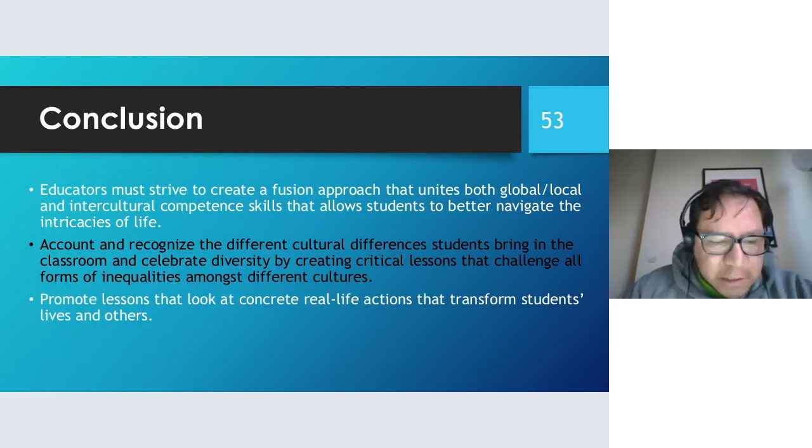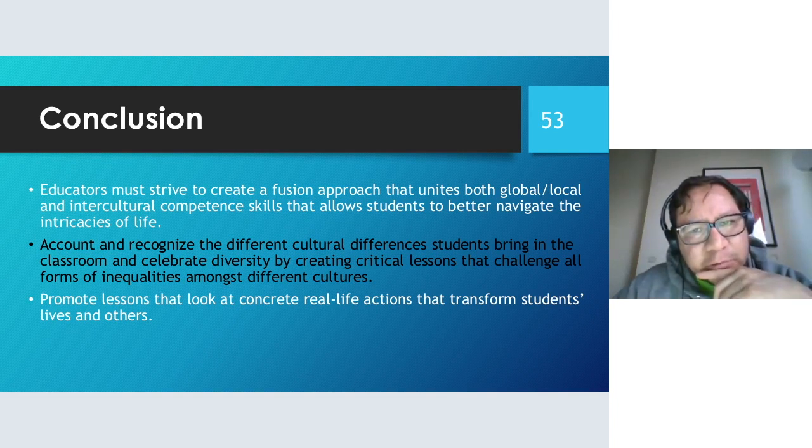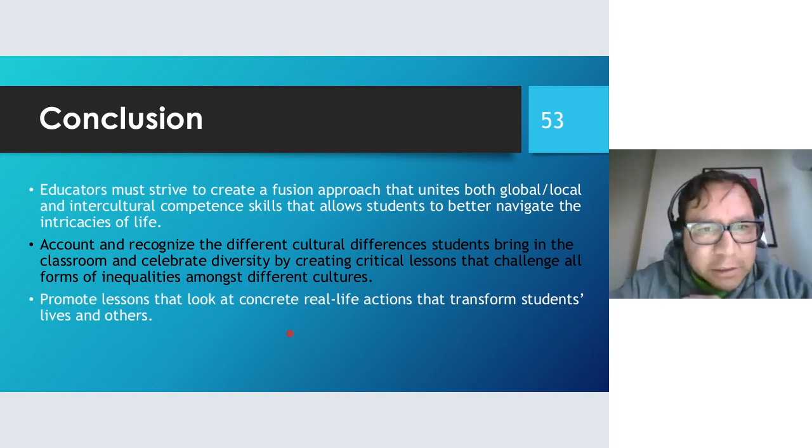So, as a conclusion, I have three conclusions for you today. Educators must strive to create a fusion approach that unites both global and local and intercultural competence skills that allow students to better navigate the intricacies of life. When our students come into a classroom, especially when they're immigrants or refugees or from other countries, it is very, very difficult to understand how to deal with certain cultural things, not only in Canada in general, but specifically in Toronto or specifically in your school. So it's up to us educators to design lessons that address those specific cultural issues.